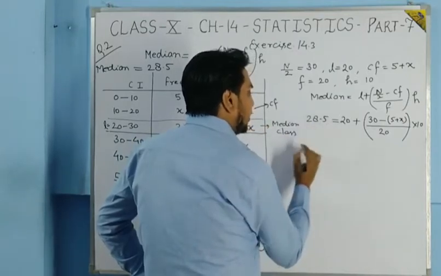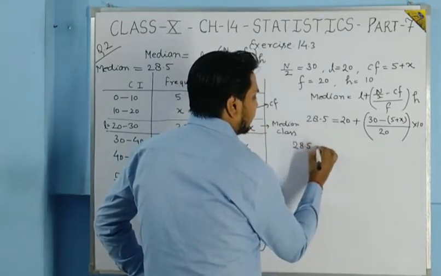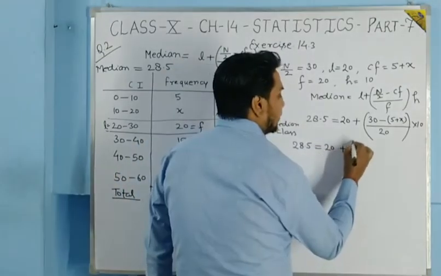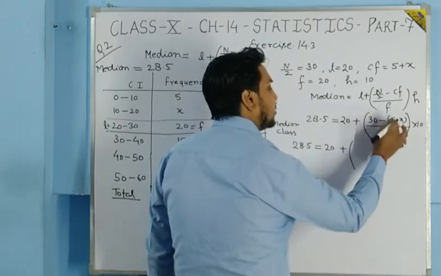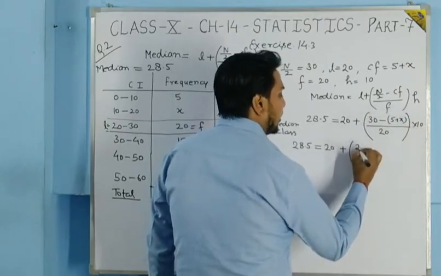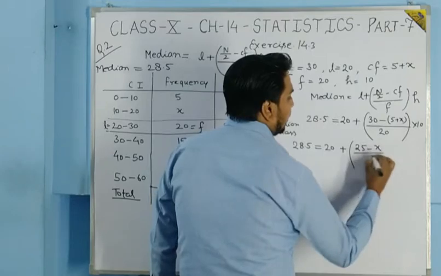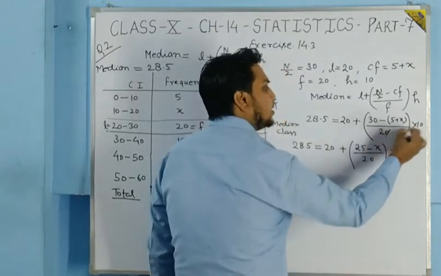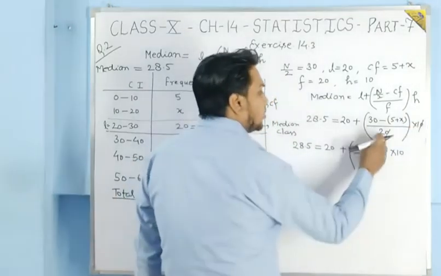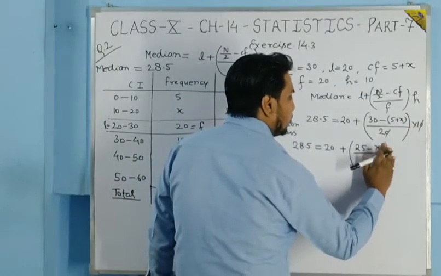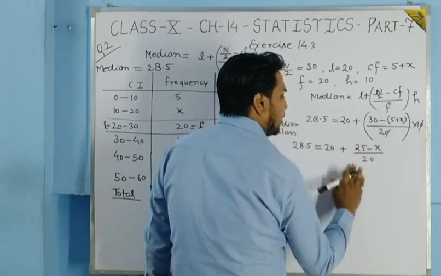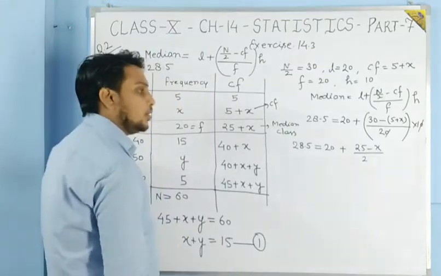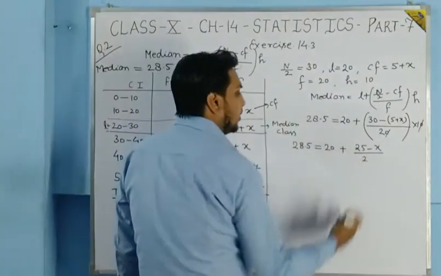See, students, 28.5 is equal to 20 plus 30 minus 5, that is 25, 25 minus x, and here it is 20 into 10. So you can see, students, that this 0 and 0 will be cancelled out, so only 2 will be here. No need to write this, only 2 will be there in the denominator, because this 0 and this 0 will be cancelled out. So the equation will be like this.